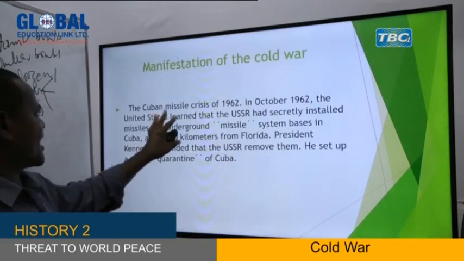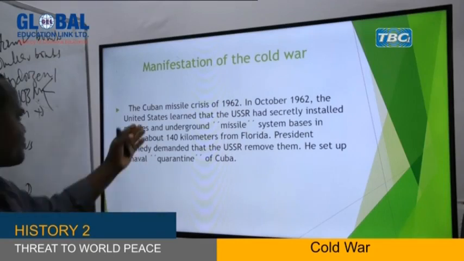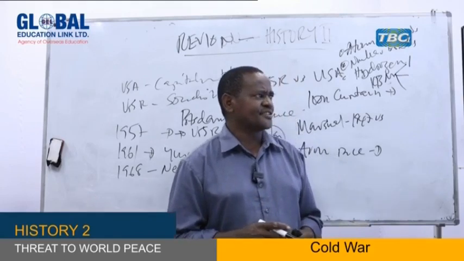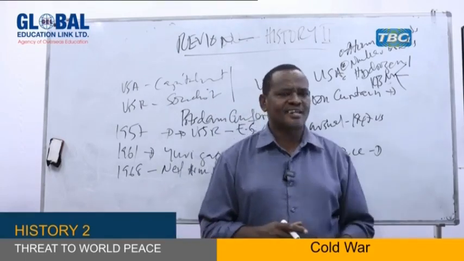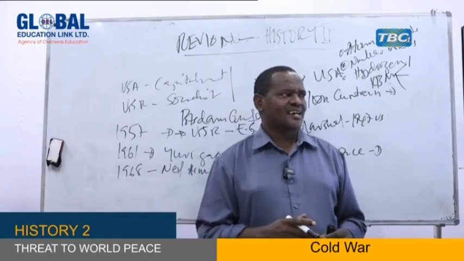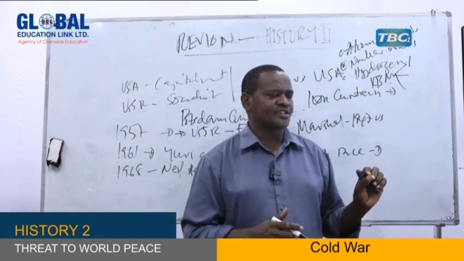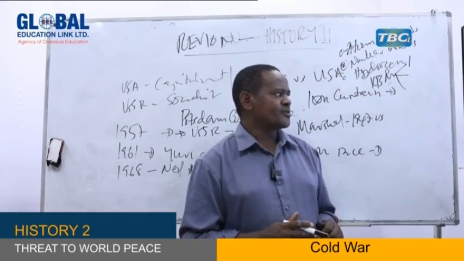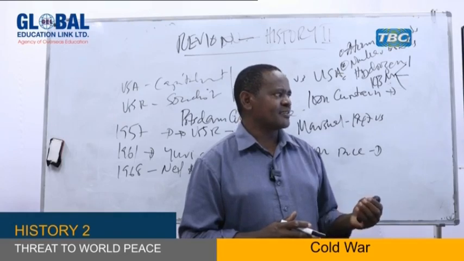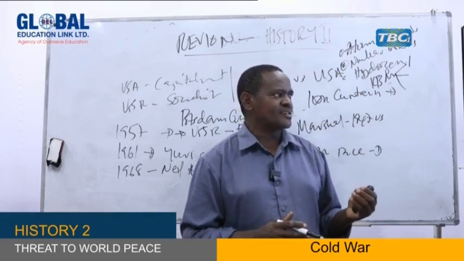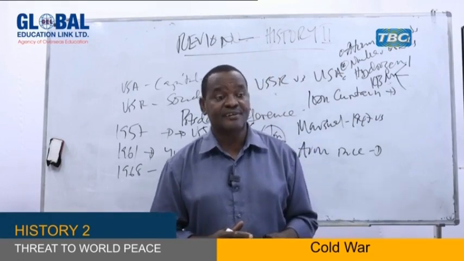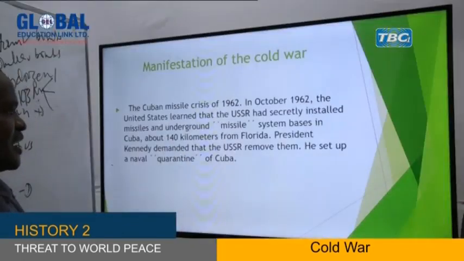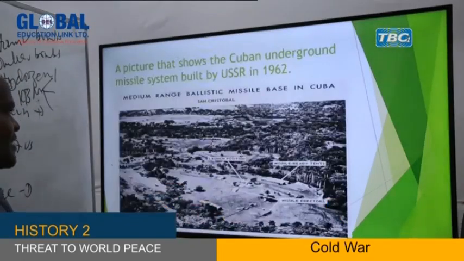My dear students, another manifestation of the Cold War is the Cuban Missile Crisis of 1962. In October, the United States came to discover that there was an underground missile system which had been placed by the USSR, and those missiles had the ability to attack any American city, and in fact they could carry nuclear warheads, and that increased tension.